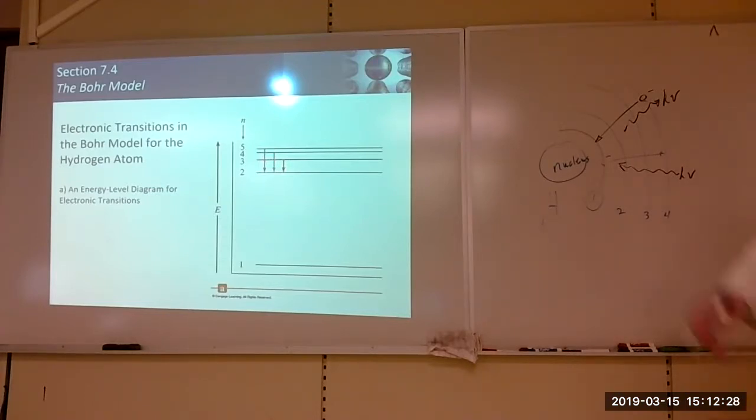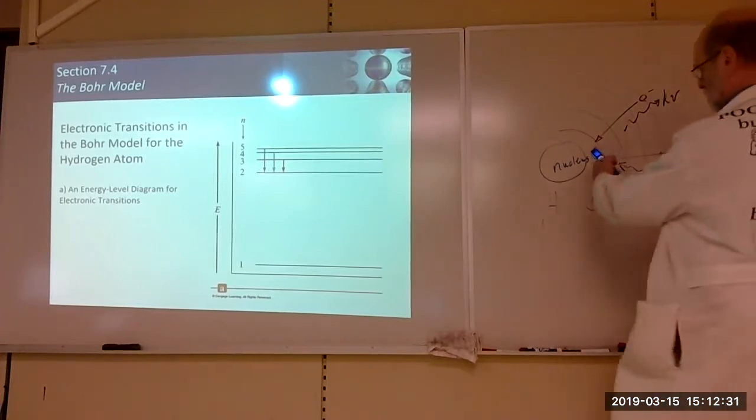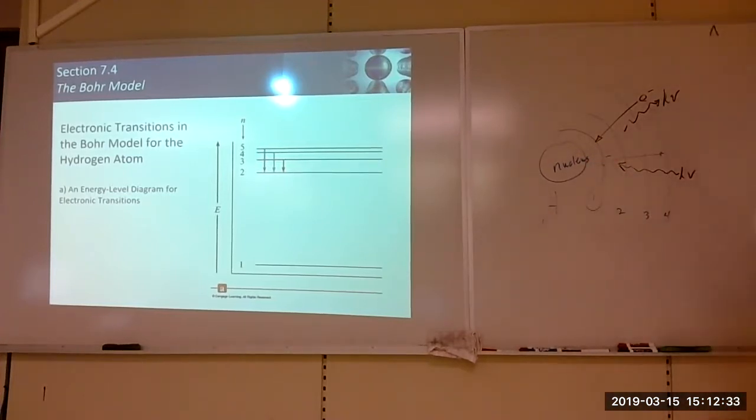Okay. So the wider the transition, the more energy is given off, and the shorter the wavelength, the higher the frequency. Because the shorter wavelength, but higher frequency, carries more energy in a photon.